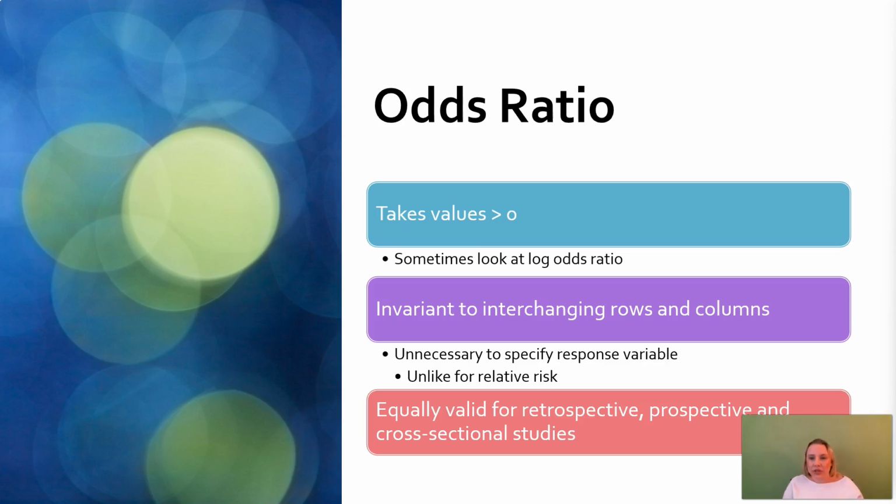So your odds ratios are going to take values that are greater than 0. Sometimes you're going to need to look at the log of your odds ratios. They are invariant to interchanging rows and columns. So it's not really important to specify which is your response variable, which is unlike the relative risk that we've looked at before. But it's equally valid for retrospective and prospective as well as cross-sectional studies.